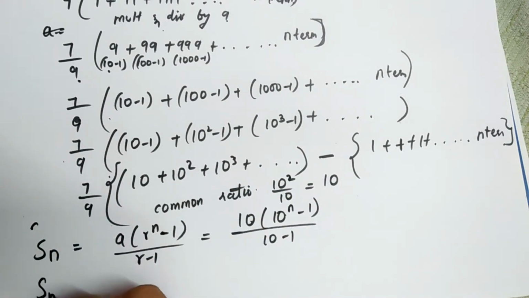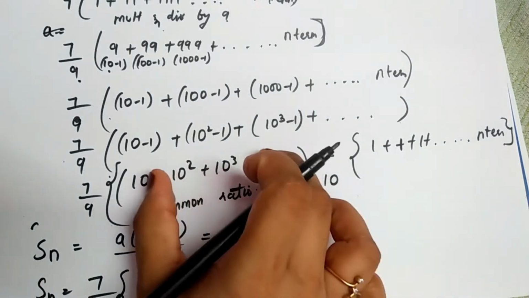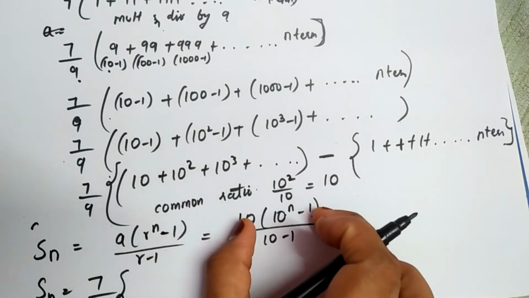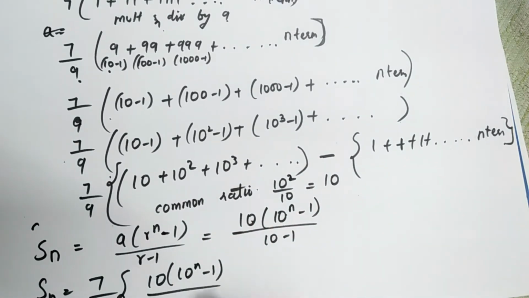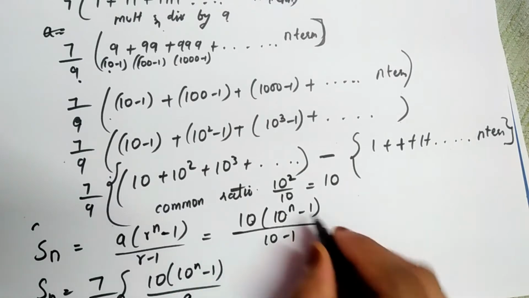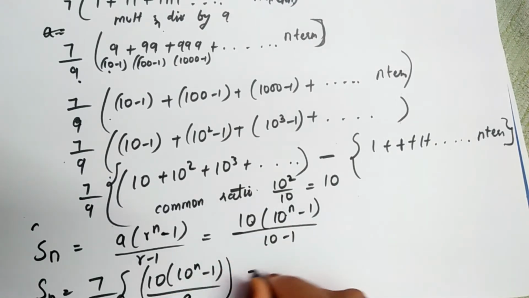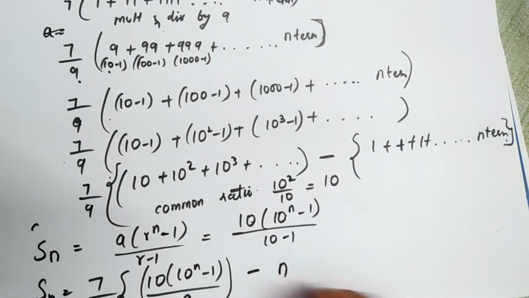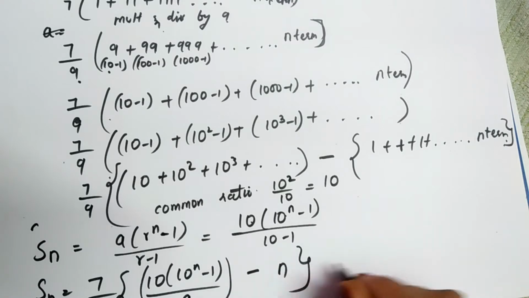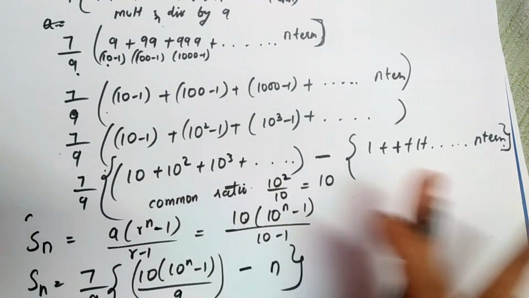So right away Sn was, don't forget that 7 by 9 is there with you. 7 divided by 9 into, we are taking as it is. This series formula is this, so we are taking as it is. 10 into 10 to the power n minus 1 divided by 9. Okay, 10 minus 1 is 9. Okay, this series is already there, minus this 1 plus 1 plus so on till n terms is nothing but n, right? Okay, now what we are doing, we are just expanding it.